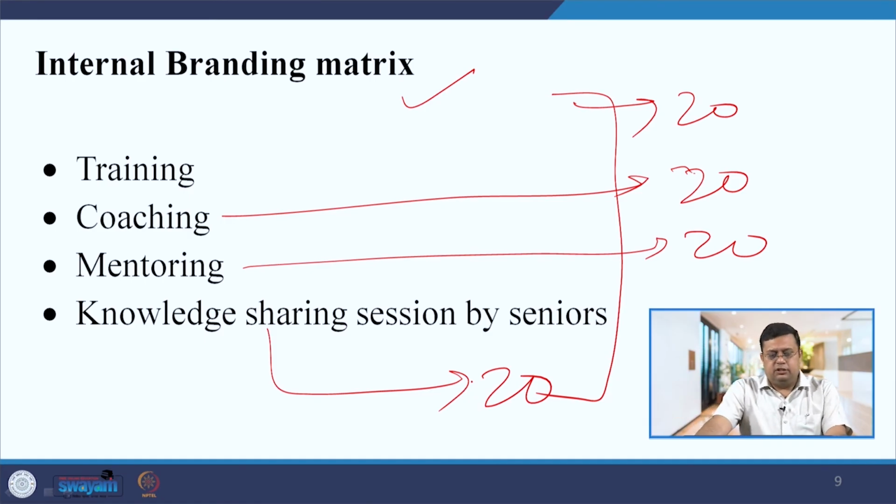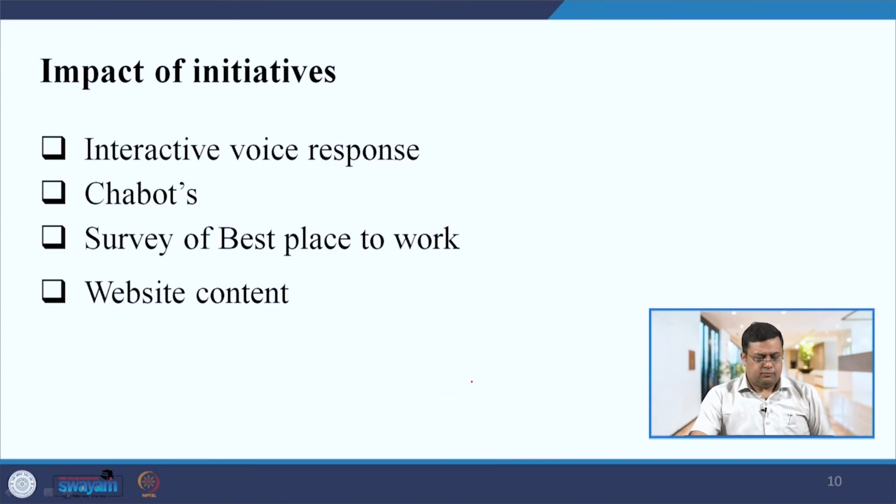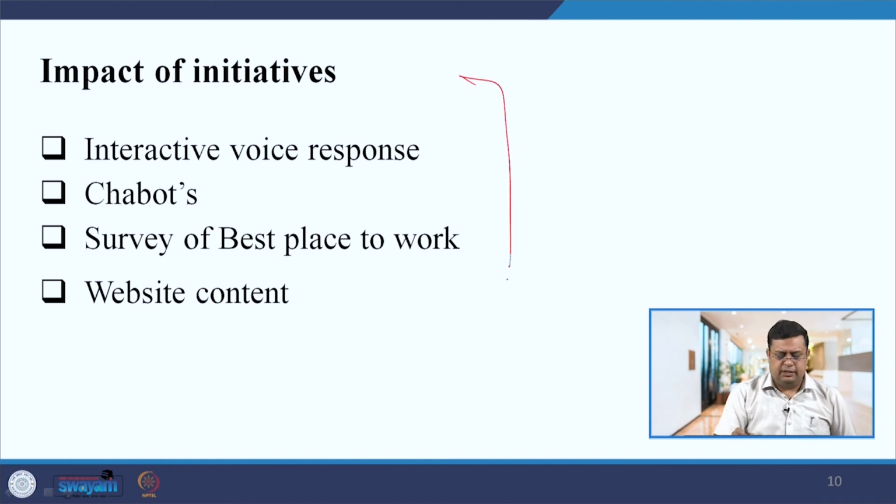So, if it is your strategy to develop the internal brand through these initiatives, you can make a list of all these initiatives that you have done, and then you can quantify how many times that particular activity is taking place, like training, coaching, mentoring and knowledge sharing sessions. Then you can see the impact of these activities by understanding the attrition rate, absent rate, right, and complaint and praise analysis. That is what you can analyze, and then you can understand the impact of internal branding also.